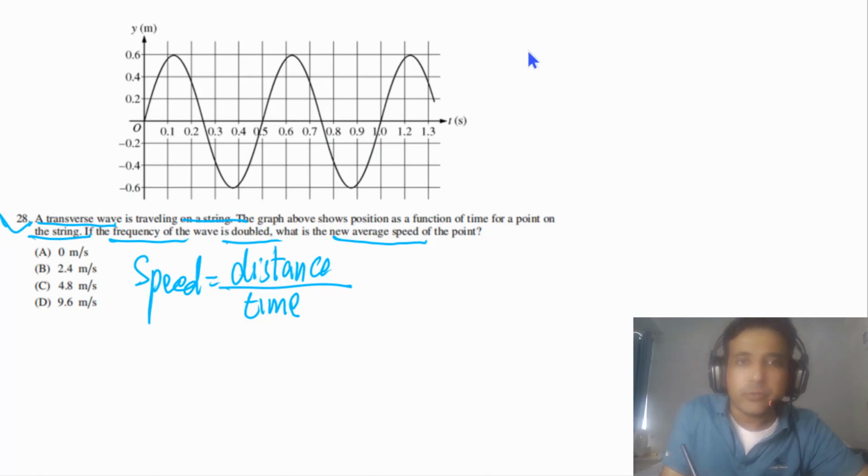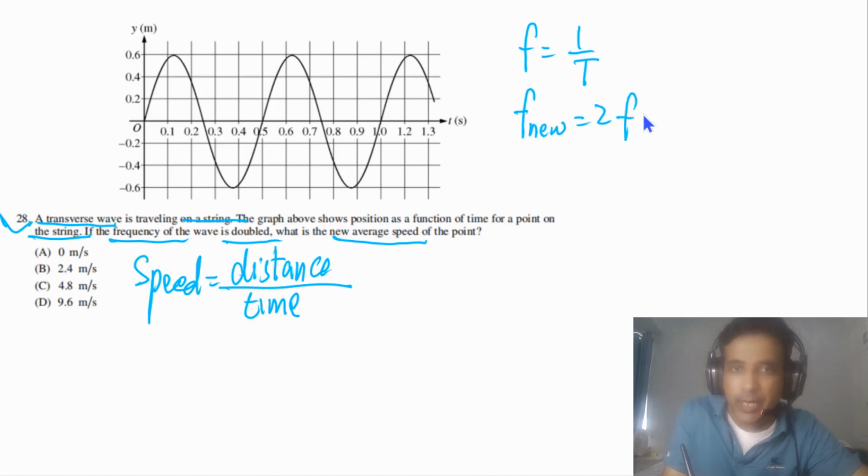But for this question it is given to us that frequency is doubled. If frequency is doubled, it means the time period has to be half. So we can say f new is equal to 2f. So it means the time period has to be T by 2, meaning T new is half.